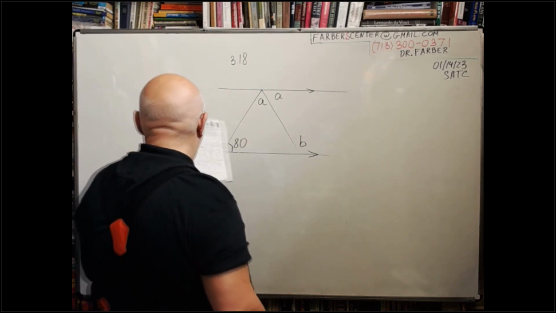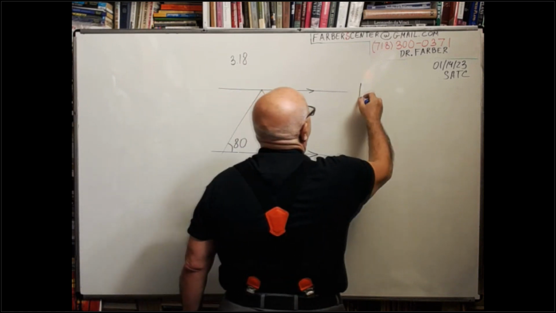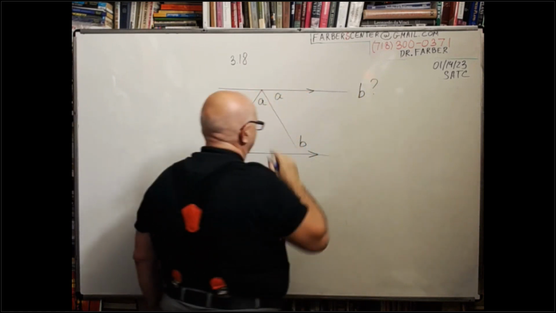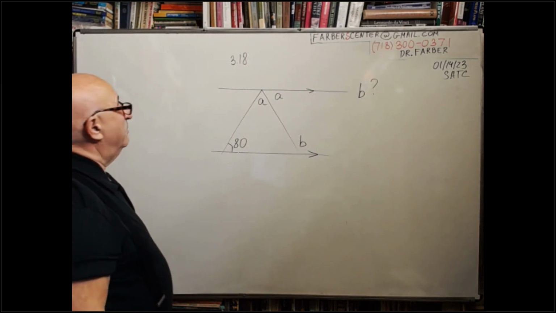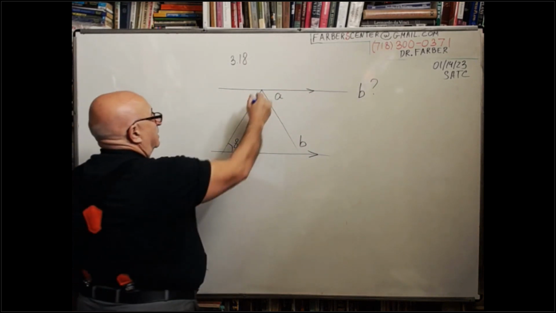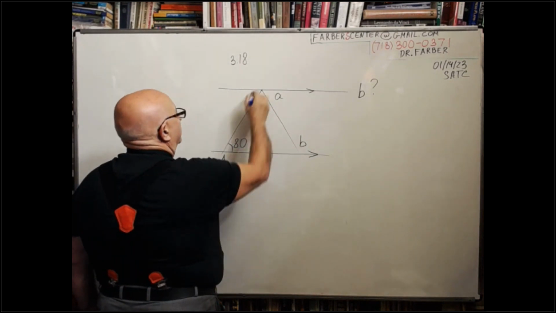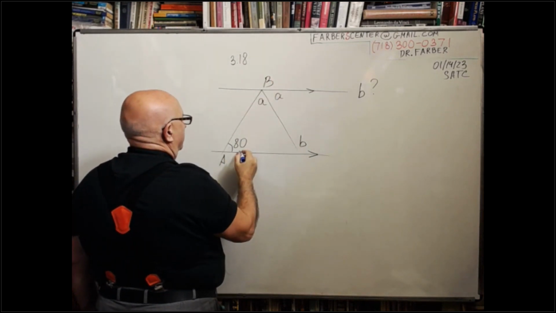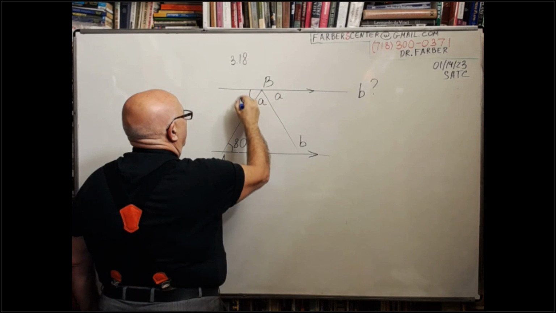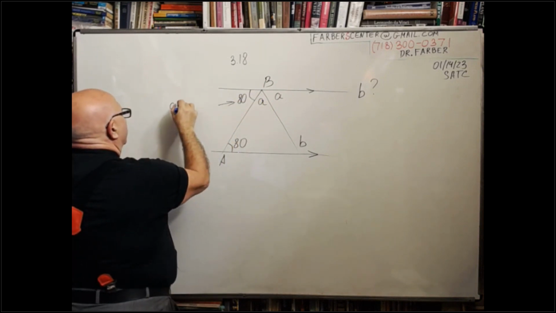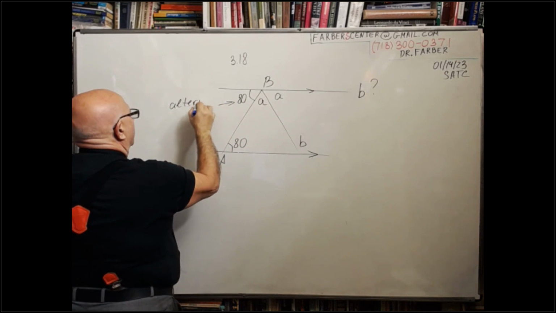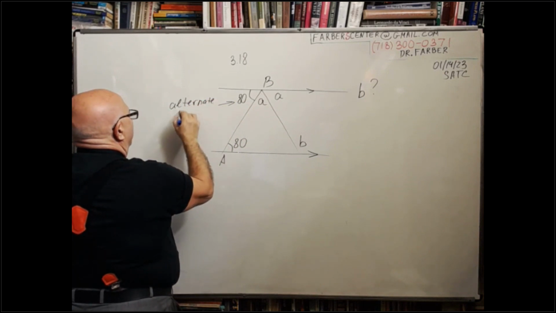What is the value of B? You can solve it a few different ways. For instance, if these two lines are parallel and AB is a transversal, then this and this, 80 degrees, are alternate interior angles, so they are equal.